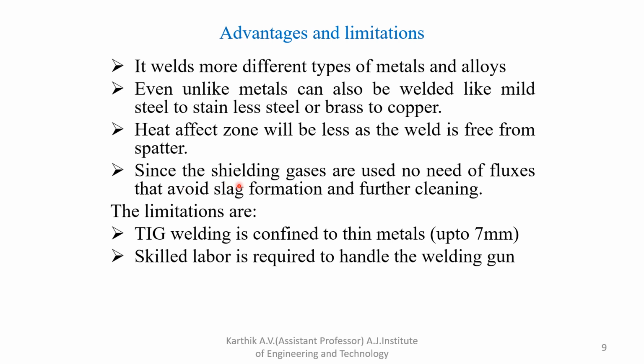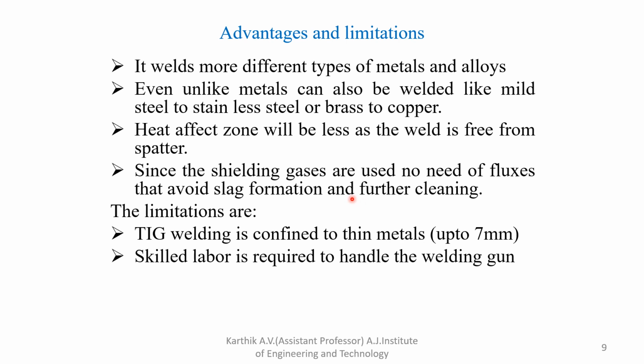TIG welding is confined to thin metals up to 7 mm, so it is only suitable for thin metals. Skilled labor is required to handle the welding gun. Why? Because along with the welding gun we have to supply the gases. That proportion should be equal, so skilled labor is required to operate tungsten inert gas welding. And we have to supply proper current to melt the filler material also. Here a non-consumable electrode is used.